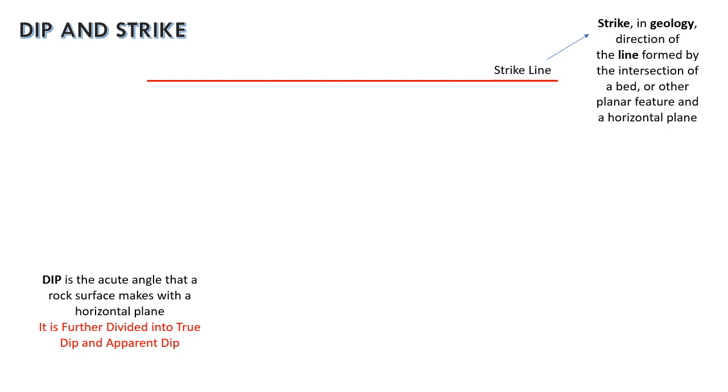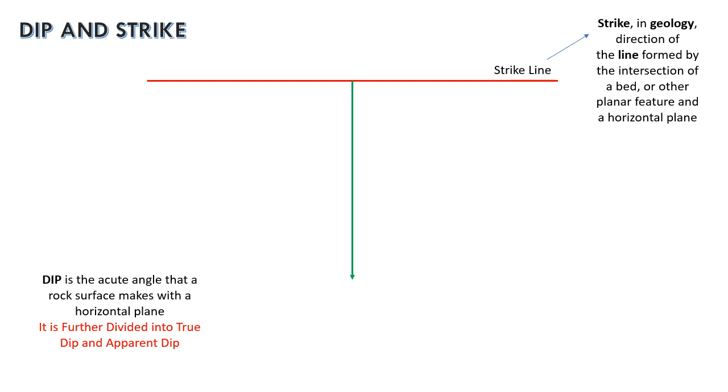Then the next concept is your dip. So dip is the angle or acute angle that a rock surface makes with the horizontal plane. Means the angle made by the bedding plane with the horizontal surface is called as the dip of the bed. So it is further divided into true dip and apparent dip. So let us understand what is true dip and apparent dip.